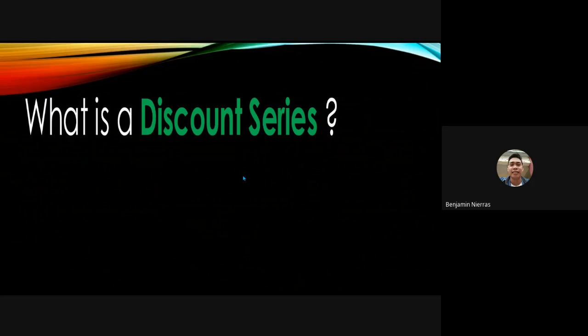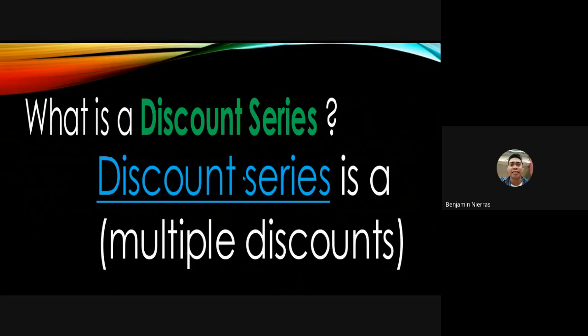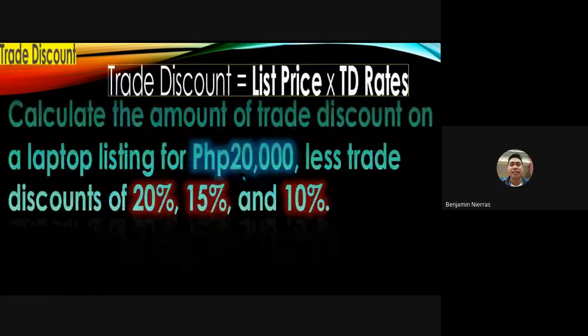So what is a discount series? Discount series is multiple discounts. So, you already got a 20% discount, and you will still get a 10% discount because of something else. So that is what we call a discount series. Let's say we are looking for the trade discount. Again, same formula: list price times the trade discount rate.